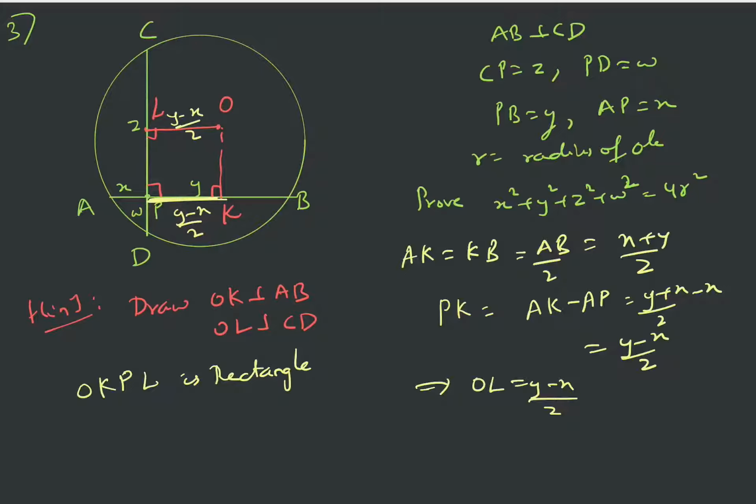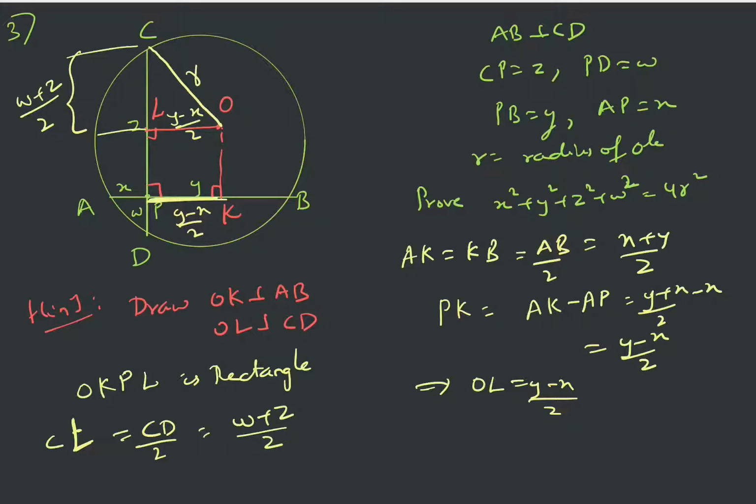Right? And CL is half of the entire length CD. CL is CD over 2, which is nothing but (W plus Z) over 2. So this length is (W plus Z) over 2. And let us join OC, and OC is equal to R. Now just use the Pythagoras theorem. So now just pause the video again and use the Pythagoras theorem in this triangle CLO to get the result.